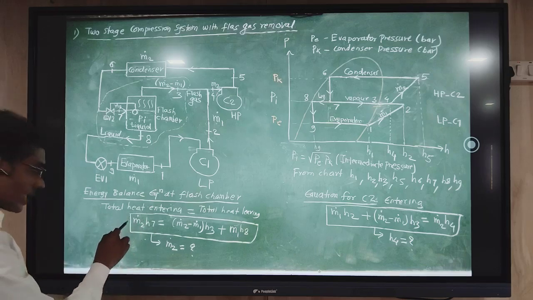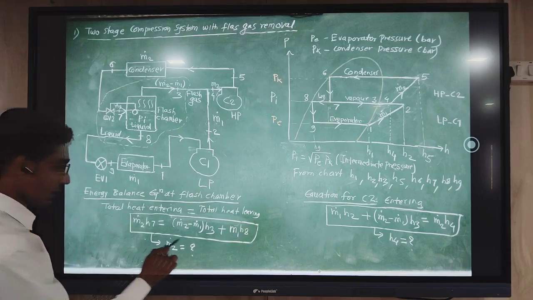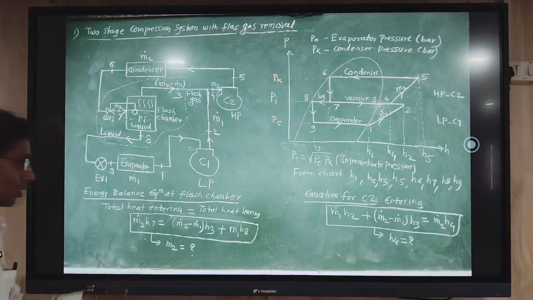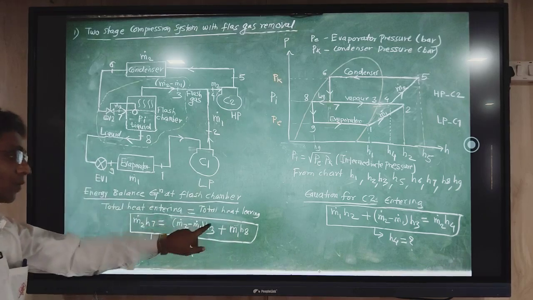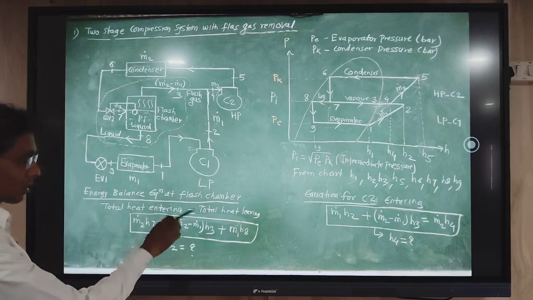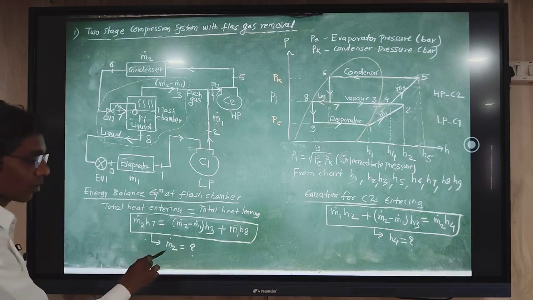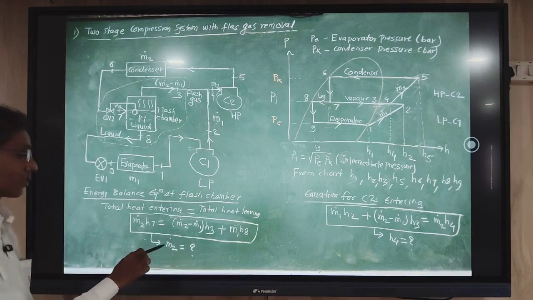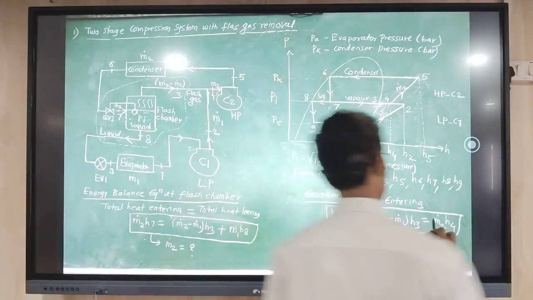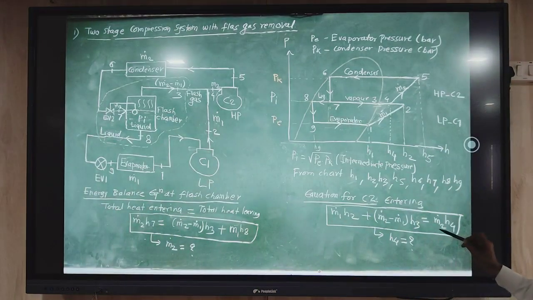So here we can use this energy balance equation. In this equation we put the enthalpies, we put the value of M1 dot, and then we find the value of M2 dot, the mass flow rate of compressor 2. This mass flow rate we use in the earlier equation, and then we can get the enthalpy H4.